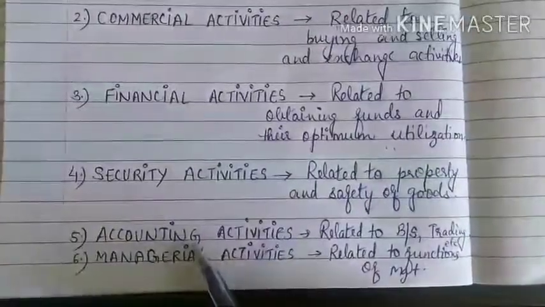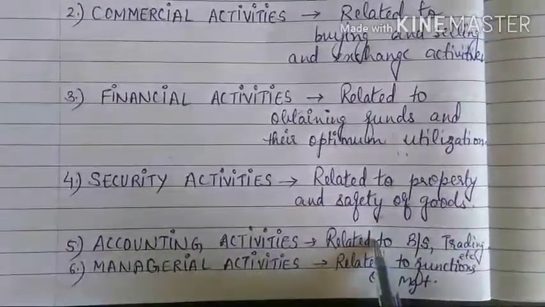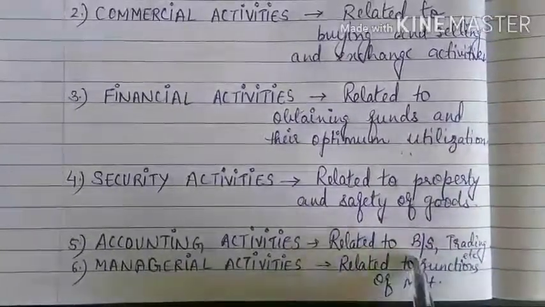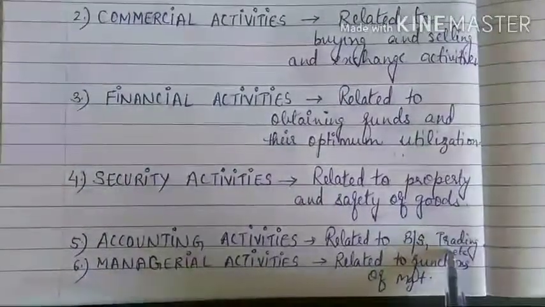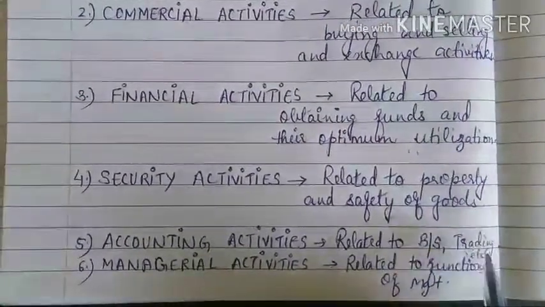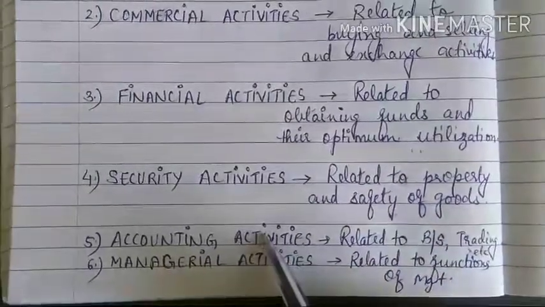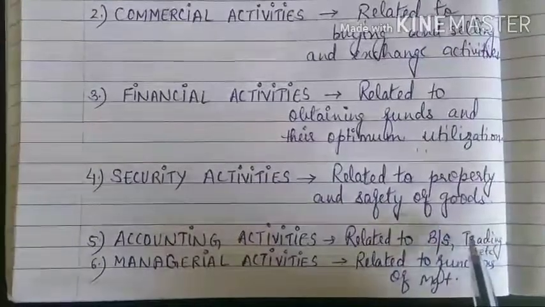Okay. Then the fifth type of activity is accounting activity. Accounting activity is basically the activity which is related to preparing the balance sheets, preparing the trading and P&L account, preparing final statements, and doing the statistics of the accounts. All that activity is related to the accounting activity. So this activity also has to be performed by the top level managers.